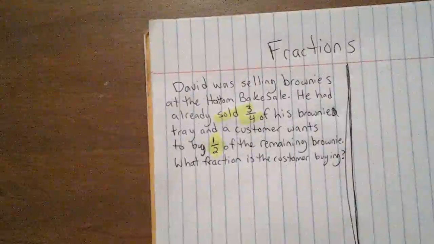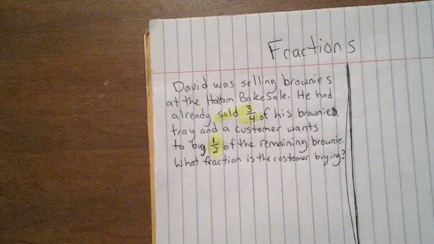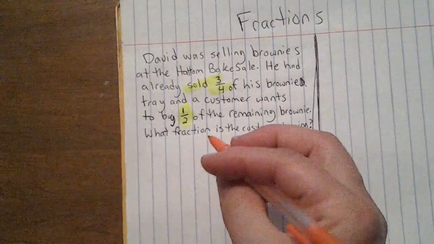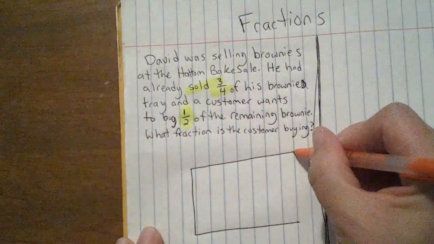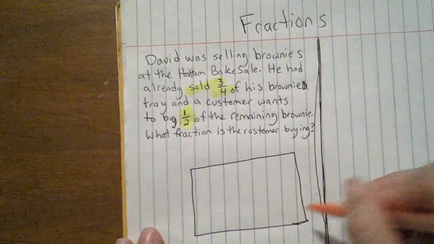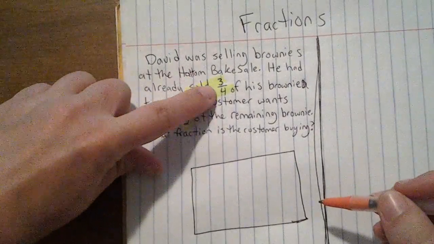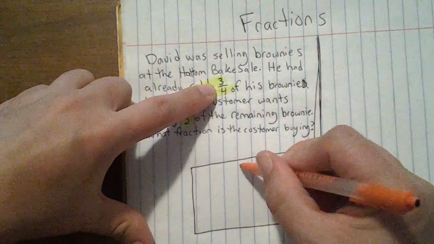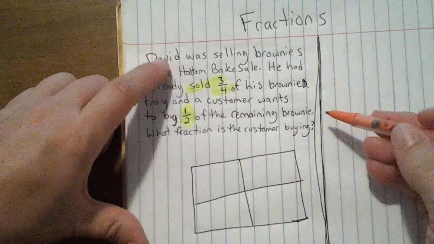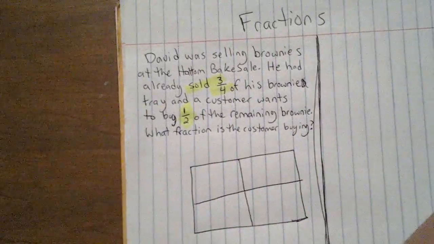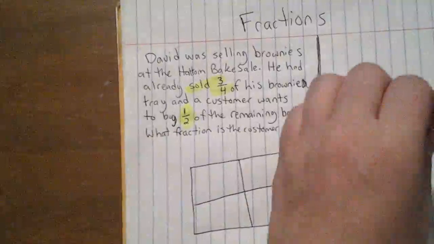So to me, when it starts talking about fractions, I'm a picture kind of person. I'd like to draw a picture of it. So here we go. I'm going to draw a brownie pan. I'm just going to make it a rectangle because I know how I could do fourths pretty quickly in a rectangle. Let me make 4 pieces. 1, 2, 3, 4 pieces. Now he had already sold 3/4 of the brownie. Do I have brown? I do.